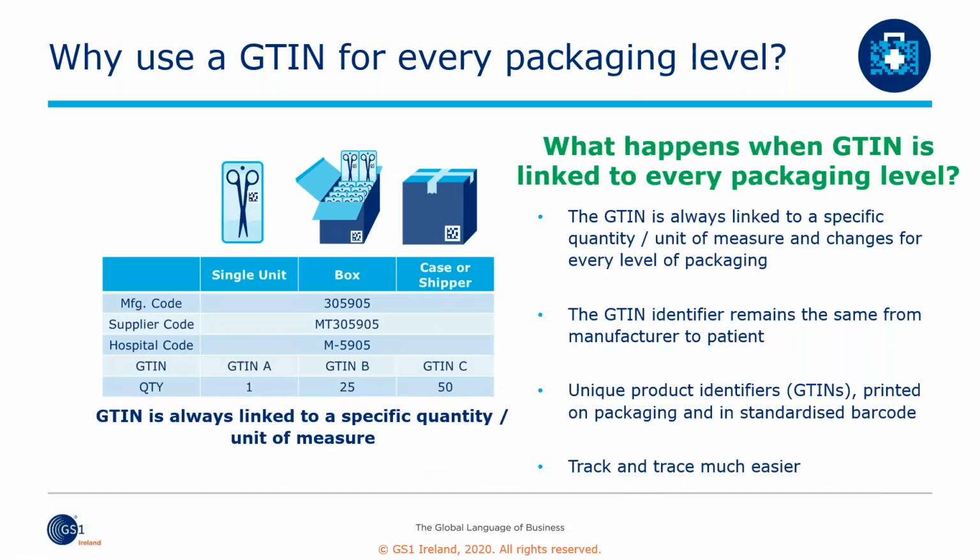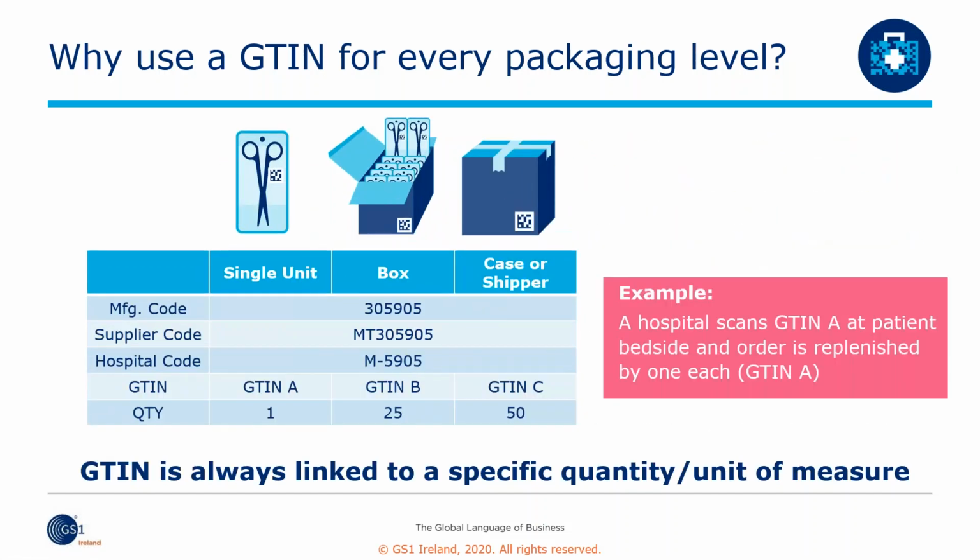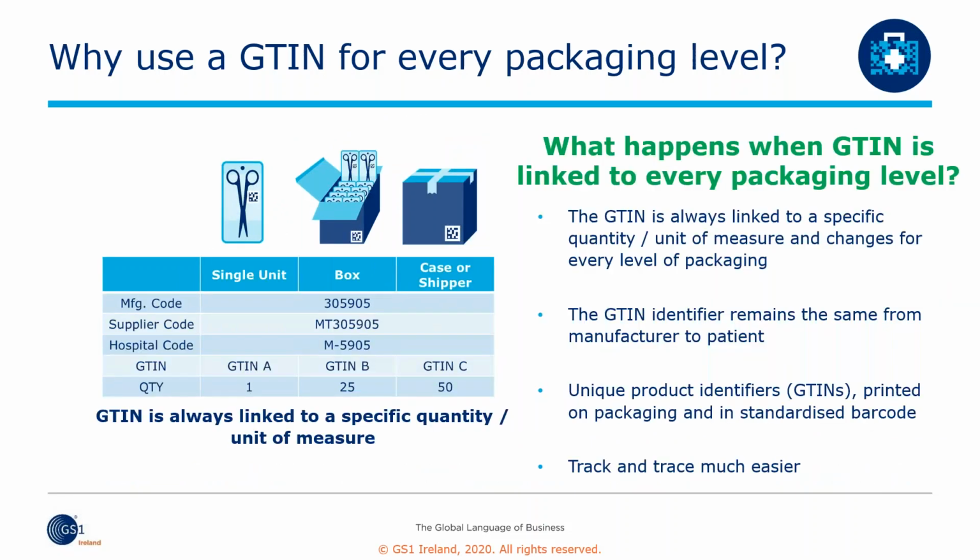So the key here is that the GTIN is always linked to a specific quantity or unit of measure. In the next slide, we highlight how that happens. The GTIN identifier remains the same from manufacturer to patient, so it doesn't evolve, it doesn't change. And the UDI, or unique product identifiers, the GTINs, are printed on packaging and in a standardized barcode, so everybody within the supply chain can be set up to read and scan those. Which makes track and trace much easier, and as we've mentioned, it's something that industry is moving to.